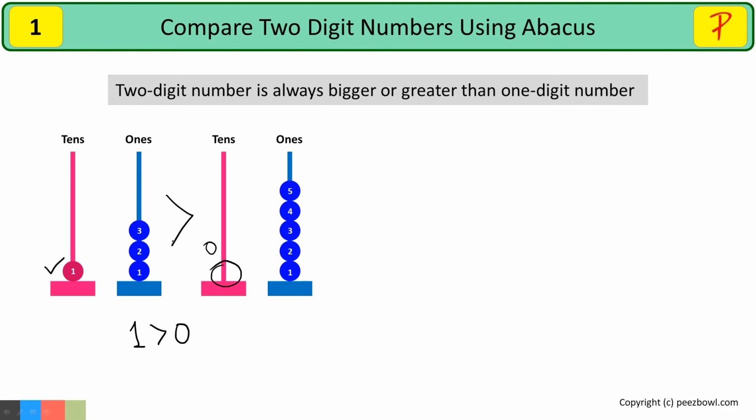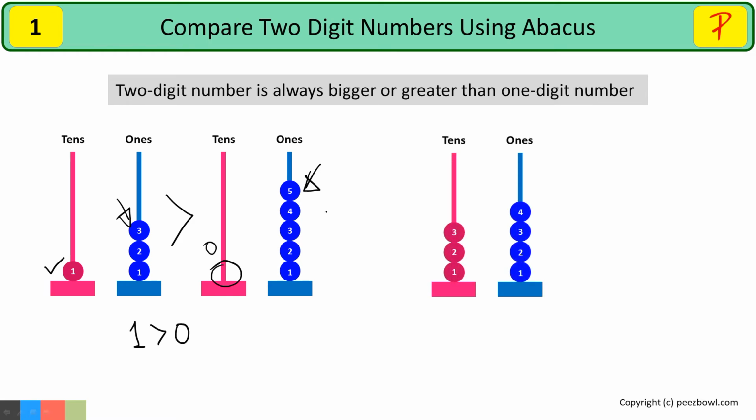In this case, we will not compare numbers at the ones place. We are not going to compare these two numbers at the ones place, because after comparing tens place values, we found the bigger number. Now this is clear that any two-digit number is always bigger than one-digit number. Now let us compare any two-digit numbers.